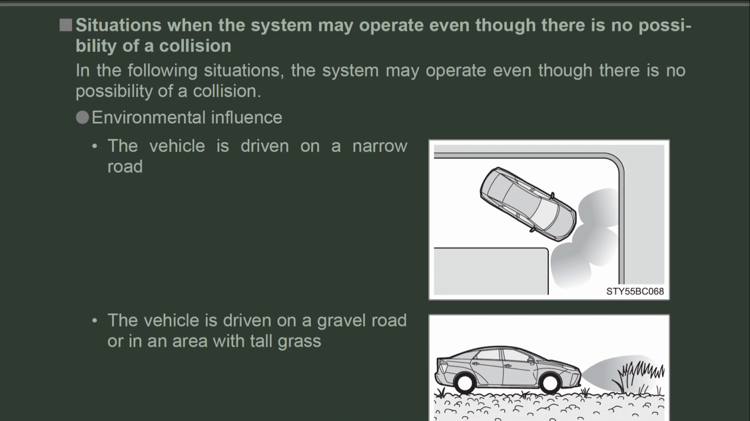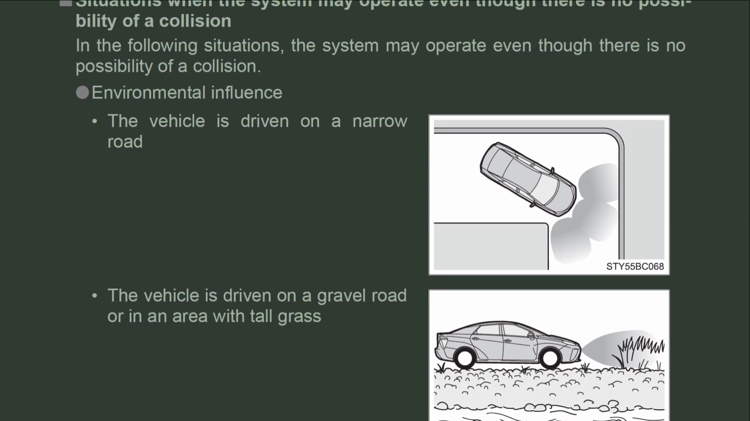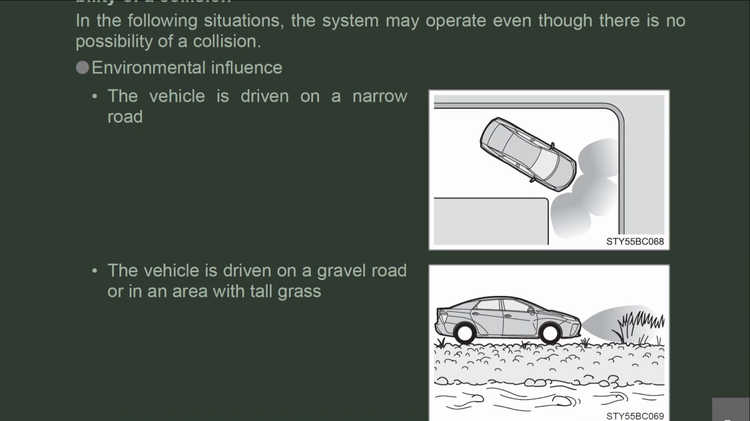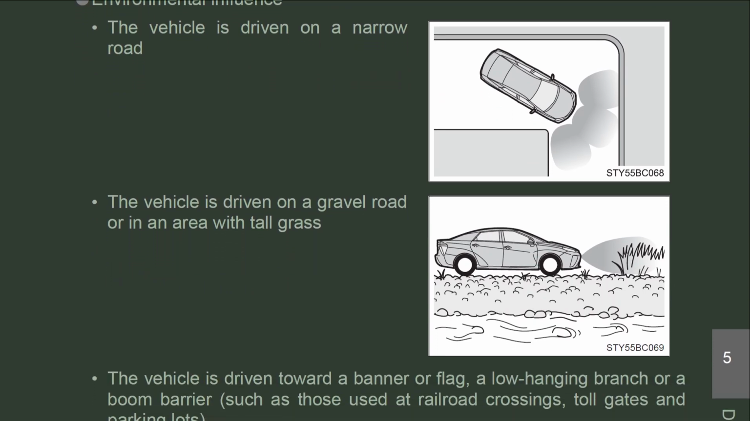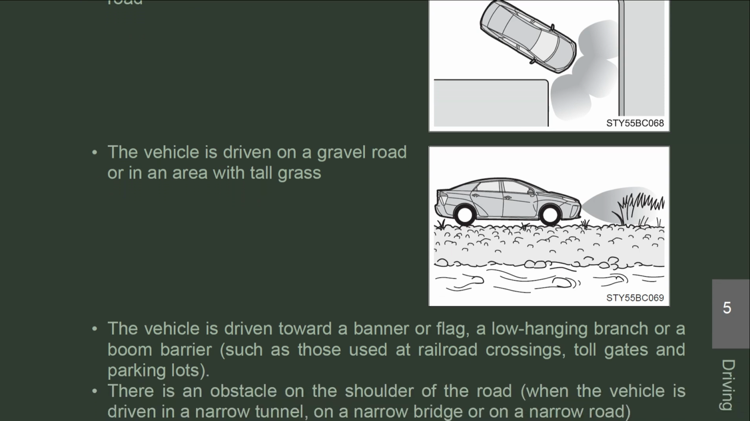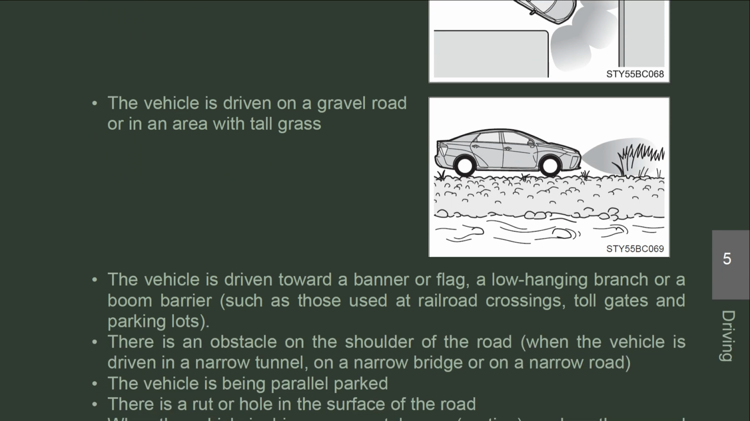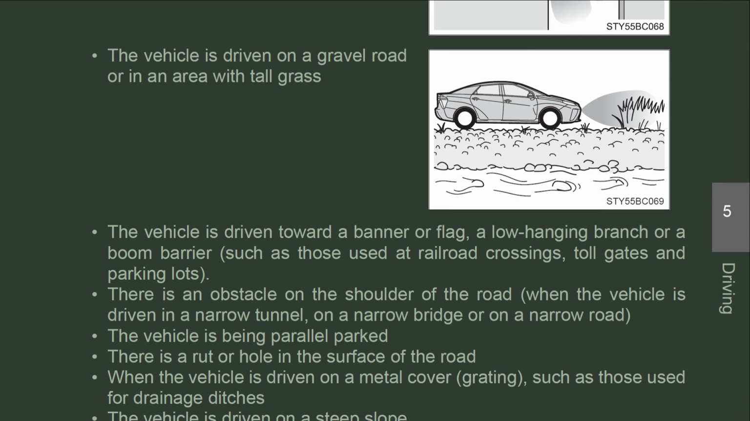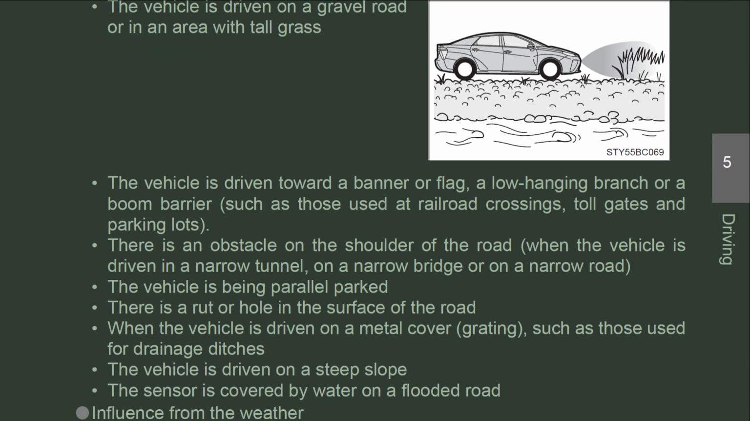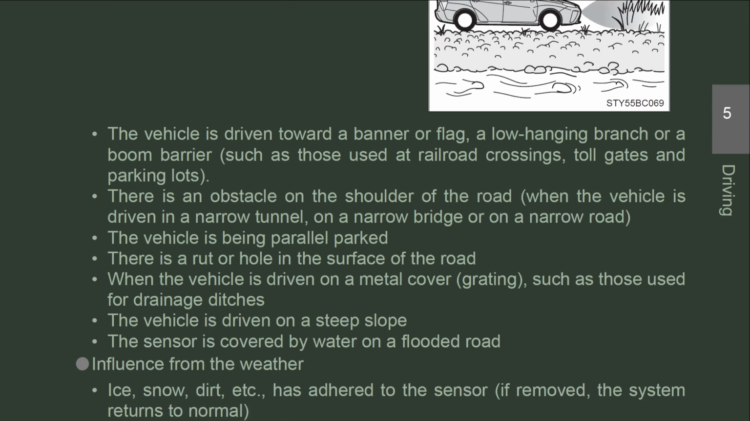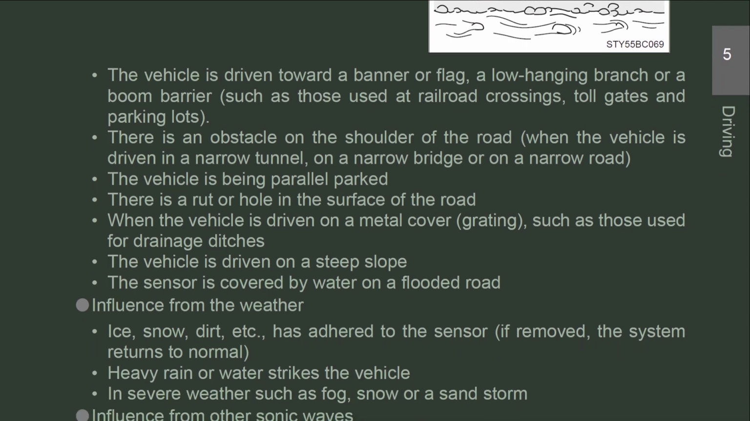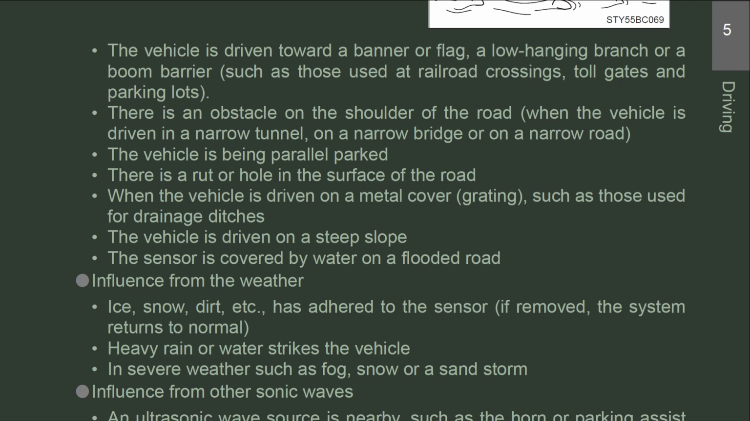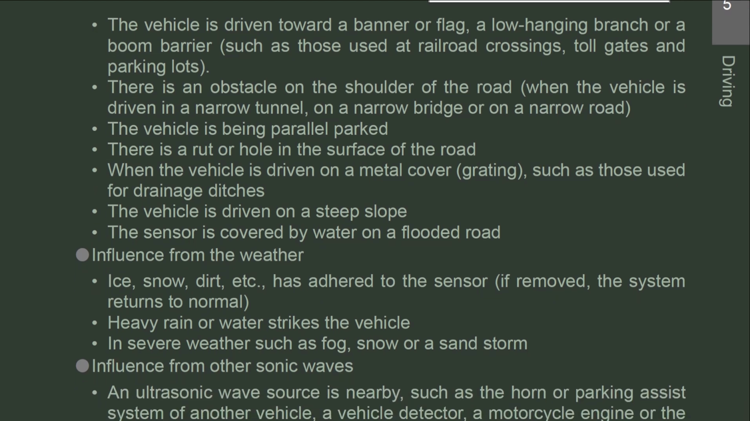Environmental influence. The vehicle is driven on a narrow road. The vehicle is driven on a gravel road or in an area with tall grass. The vehicle is driven toward a banner or flag, a low-hanging branch or a boom barrier, such as those used at railroad crossings, toll gates and parking lots. There is an obstacle on the shoulder of the road when the vehicle is driven in a narrow tunnel, on a narrow bridge or on a narrow road. The vehicle is being parallel parked.